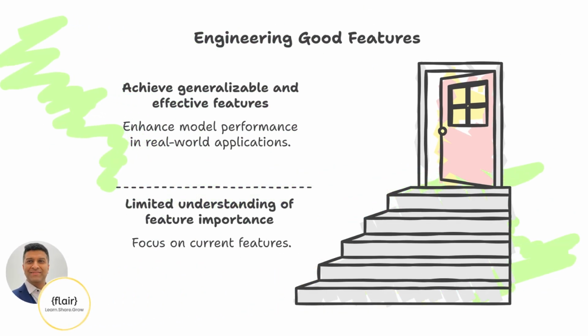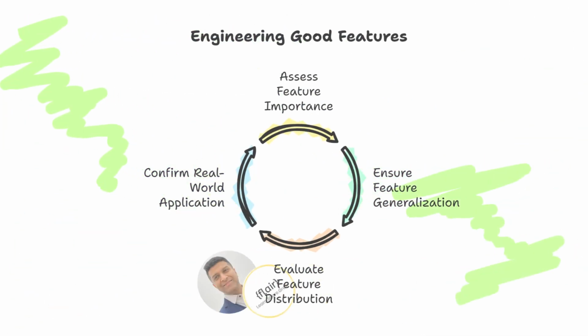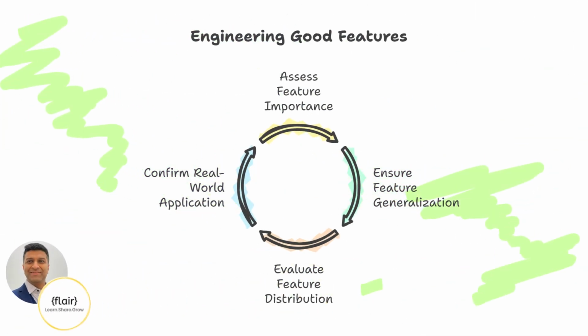Engineering good features. When you're engineering features, think about feature importance. You want to know which features are actually driving performance. Get rid of the ones that aren't helping. Also, make sure your features generalize well. If a feature only works for a small part of the dataset, it might not be helpful when you deploy the model. Always check the distribution and coverage to make sure the feature will hold up in the real world.